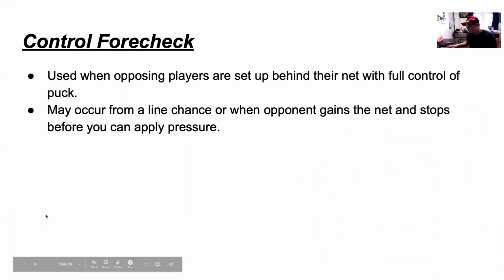And then we have a control forecheck. This is used when opposing players are set up behind their net with full control of the puck, and this may occur from a line change, a shot chance, or when opponents gain the net and stop before you can apply pressure. Now, that's a control forecheck, so we have to control the play. If they're changing, we're going to have to play with them. We can't just chase them. We have to make sure we're putting pressure on, but we can't be chasing too much.